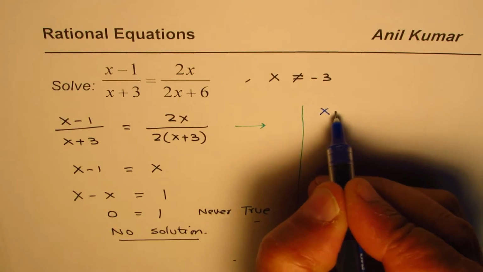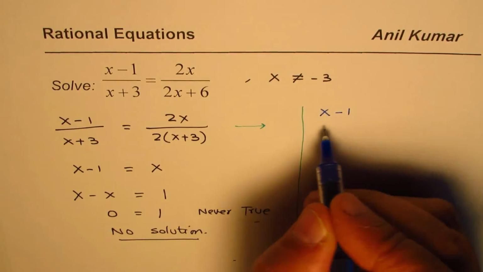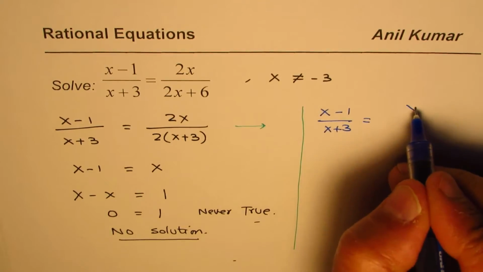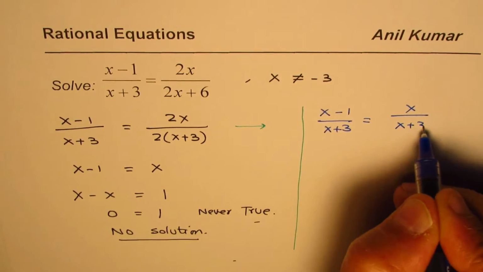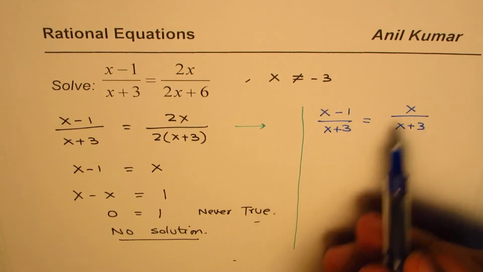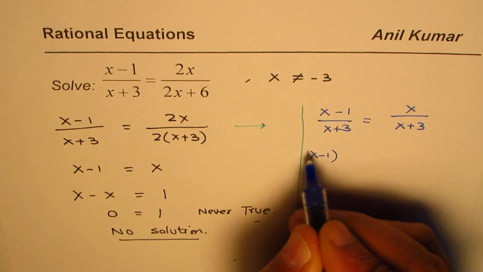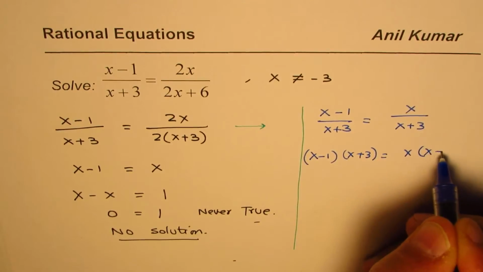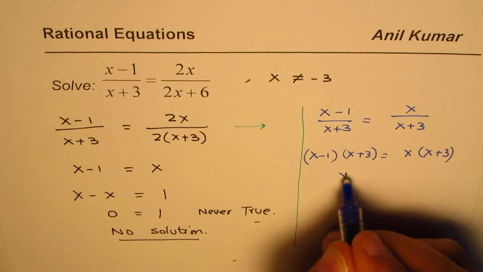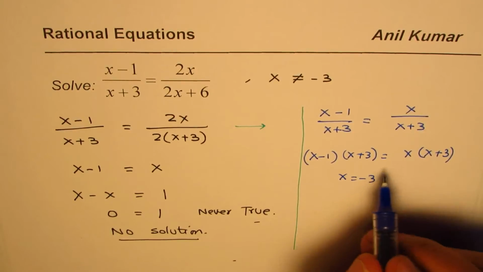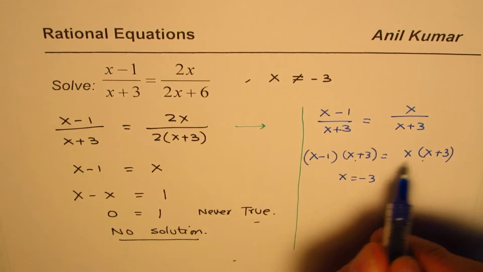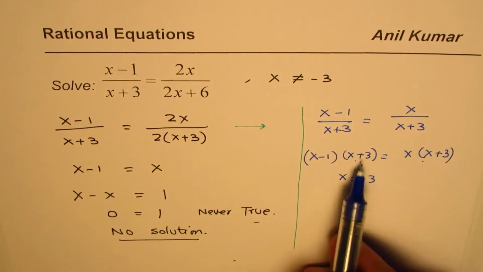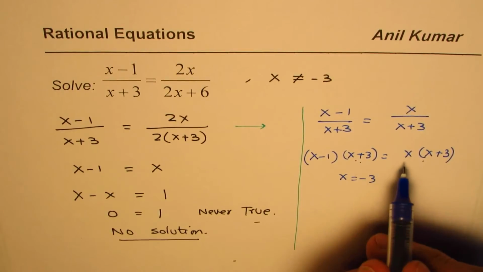So what we get here is (x - 1) over (x + 3), and you could write this as x over (x + 3), right? So if you cross multiply, we get (x - 1) times (x + 3) equals x times (x + 3). Then x equals -3 is the solution, right? Because that will make both sides 0, correct? Bringing all the terms together, we'll get that solution. Let me show you further.